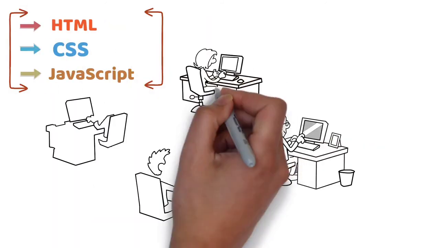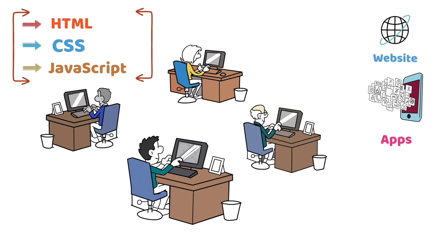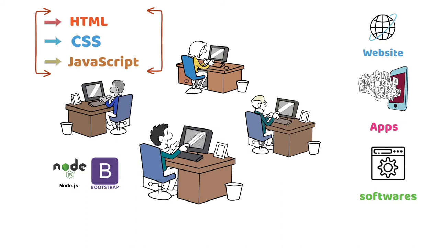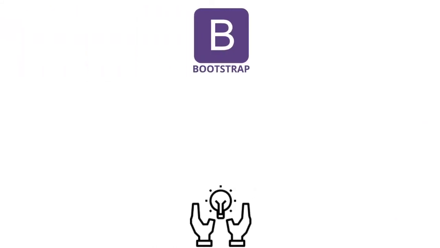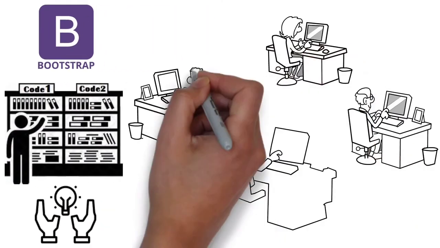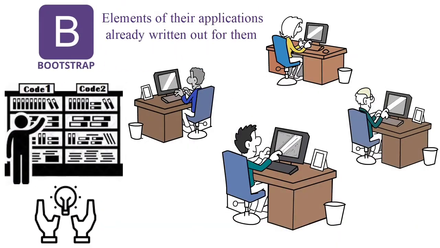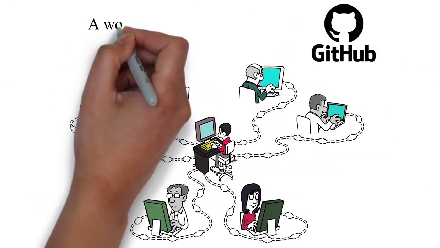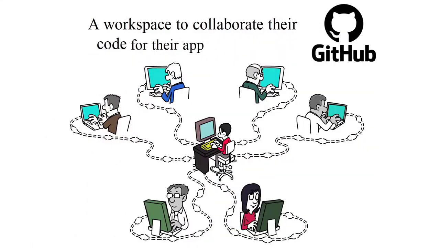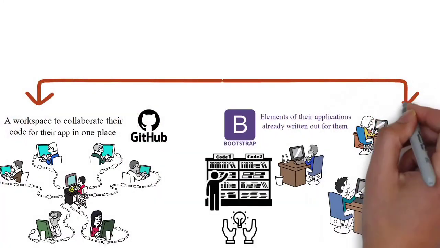While these programs are enough for developers to create websites, apps, and software, some other programs like Bootstrap, Node.js, and GitHub help the developers. For example, Bootstrap is essentially a library of code, so developers can have elements of their applications already written out for them. Another example is GitHub, which gives developers in a group a workspace to collaborate on their code for their app in one place.